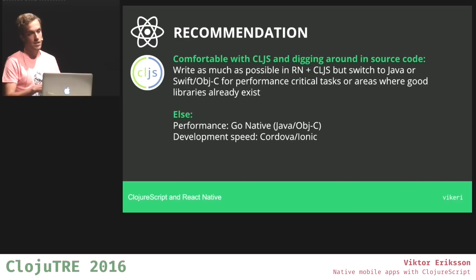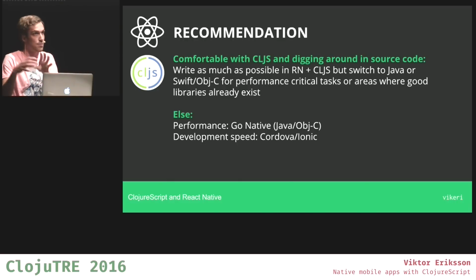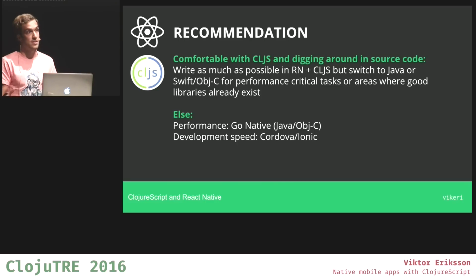So the recommendation, if you would start a greenfield project today, is: if you're comfortable with ClojureScript and you don't mind digging around in source code and GitHub and doing things manually, then I think you should write as much as possible in React Native and ClojureScript, but go down to native for performance-critical tasks, tasks that require hardware interaction, or things where really good libraries already exist that you can just write an interop layer for.